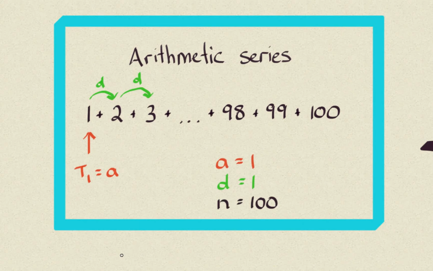And so while this is an arithmetic series with A equals 1, D equals 1, and N equals 100, do you think we could apply the logic of solving this question to a more general arithmetic series? Well, that's what we're going to explore right now.